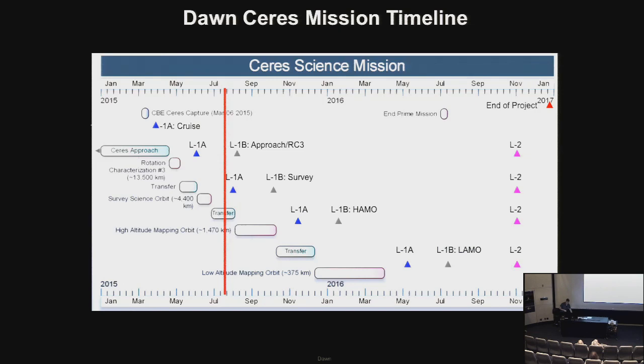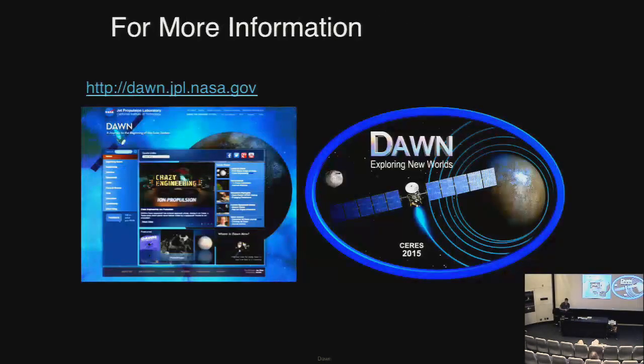Okay, so one thing I just want to put up before we break for questions is where you might go to find more information if you're interested about Dawn or Vesta or Ceres. There's the mission website, which is dawn.jpl.nasa.gov. Yeah, apologies, that's a J. It's sort of hard to make out there. And that will give you lots of extra information about all of these things, probably more than you can ever read. So I'm happy to take any questions, and thanks for your attention.